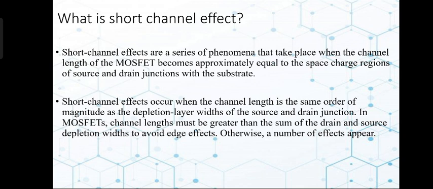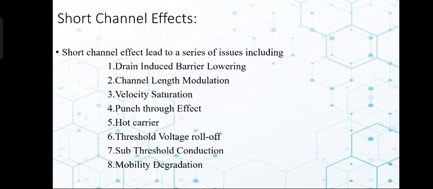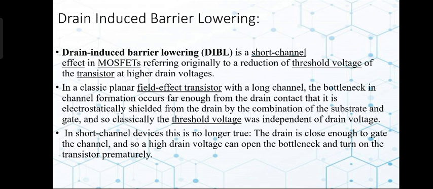In MOSFETs, channel length must be greater than the sum of the drain and source depletion widths to avoid edge effects. Otherwise, a number of effects appear. These are the short channel effects that occur: drain induced barrier lowering, channel length modulation, velocity saturation, punch through effect, hot carrier, threshold voltage roll off, subthreshold conduction, mobility degradation.